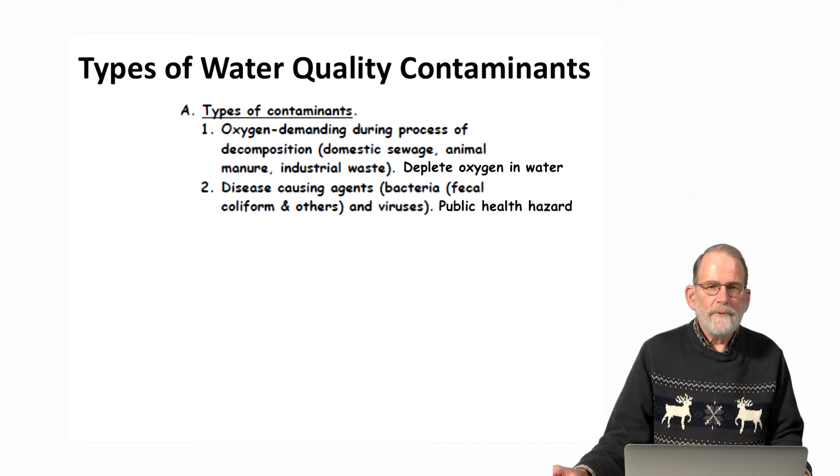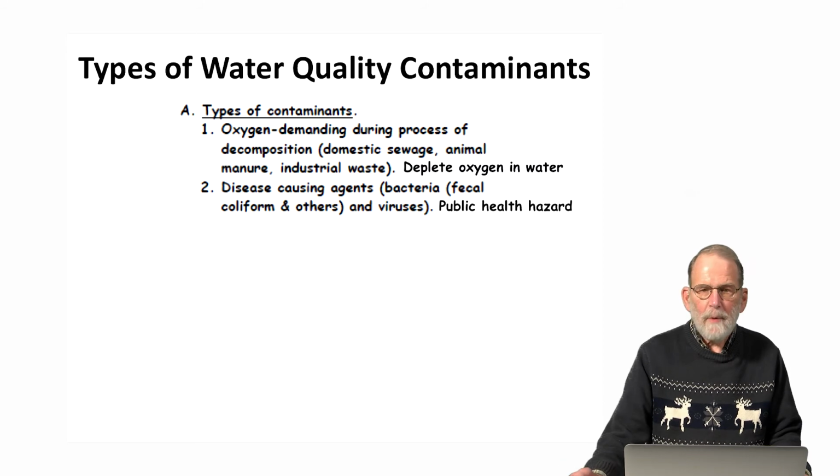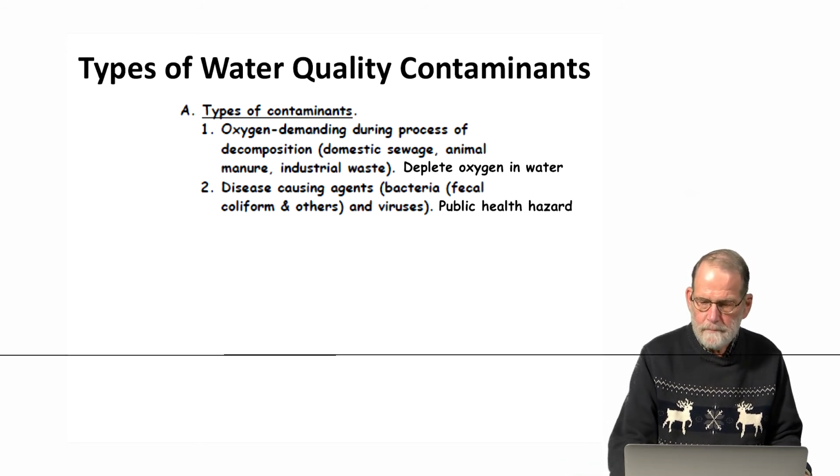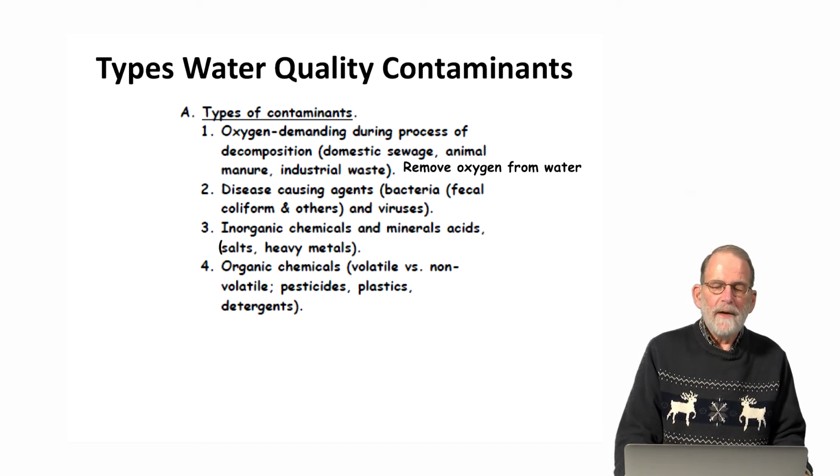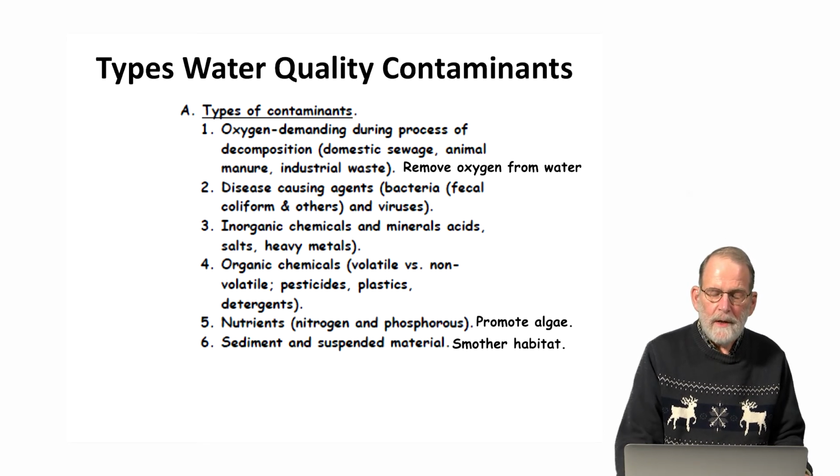Second types of contaminants are disease-causing agents, principally bacteria and viruses, that create public health hazards. Then we can talk about inorganic chemicals and mineral acids as well as organic chemicals. These are things such as salts, heavy metals, and pesticides, plastics, and detergents.